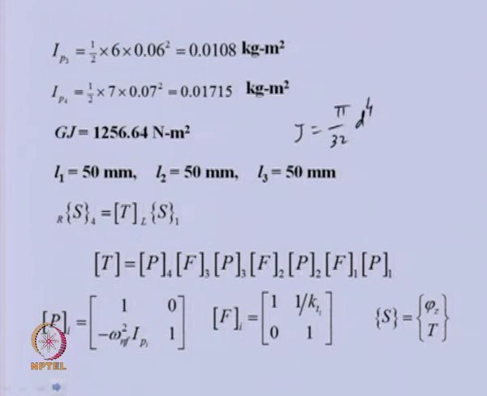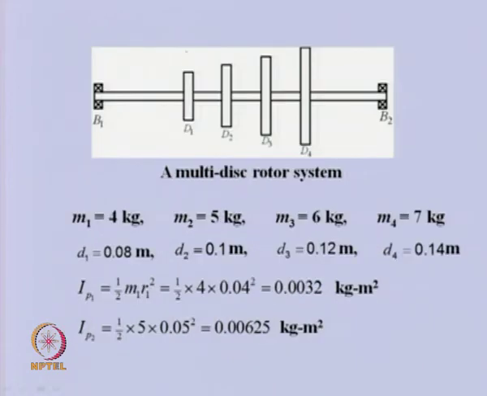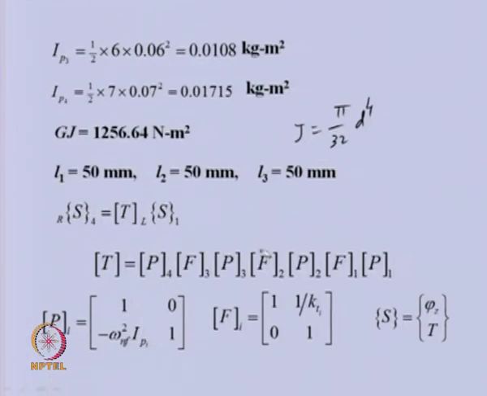So, we can relate the state vectors if we give the station numbers 1, 2, 3, 4. So, the state vector which is here, right of 4th disk, and the state vector here, right of 1st disk, can be related like this. We already know how to obtain such relations.